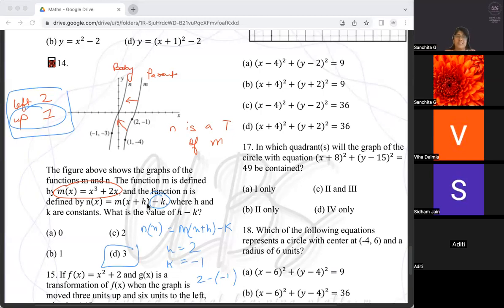And see, so cunningly, they have also put option B, 1. It's a common mistake. We end up taking 2 minus 1, that is 1. That's it.